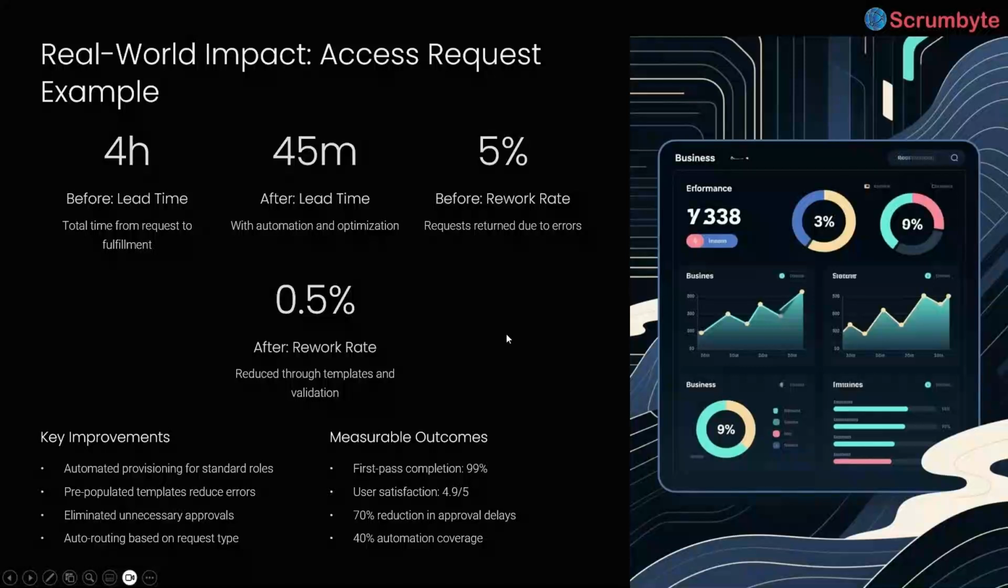So here is a good example. You can just look at the screen and figure out what is happening. Before, lead time was 4 hours, now it is 45 minutes. Rework was 5%, now it is 0.5%. And these are some of the key improvements, and these are the measurable outcomes. Just have a look at it. You can pause it and just look at the screen.